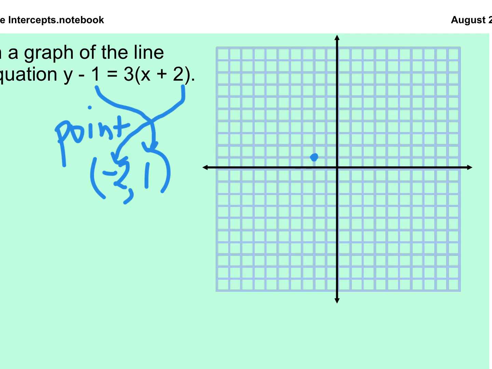All right, so (-2, 1) is a dot right there. And from there, I just have to do a slope of 3 over 1, so I rise 3, run 1, rise 3, run 1, rise 3, run 1. There we go.